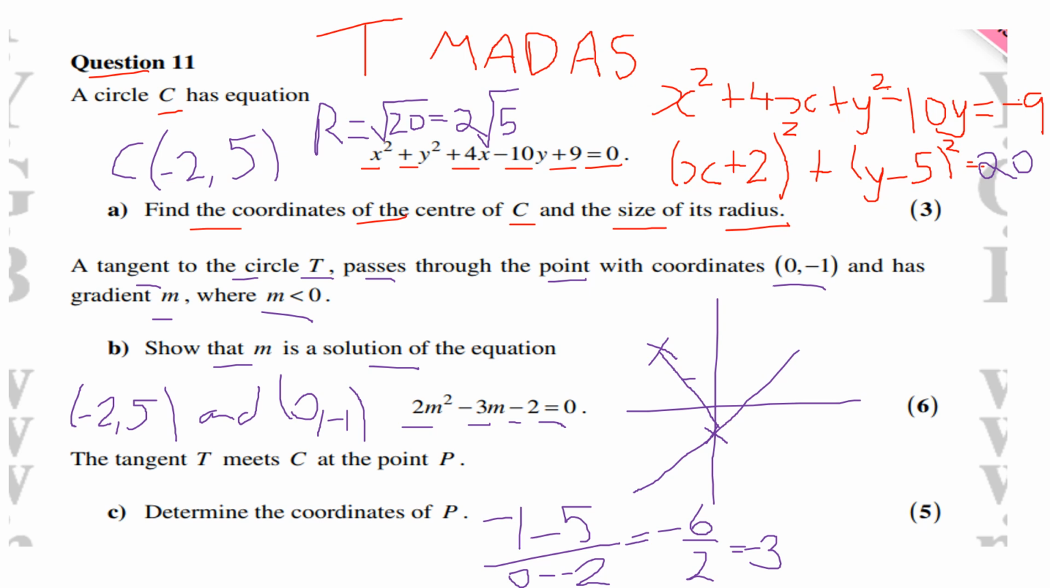That's the gradient of this line here. Okay, the negative reciprocal of that will be positive a third. But I've got to obviously be careful here, guys, because it's saying here that the gradient here is actually a minus.